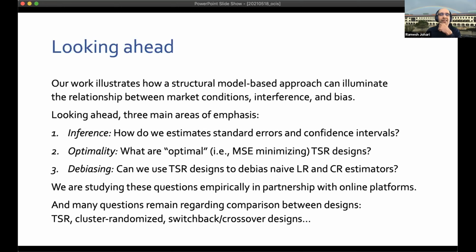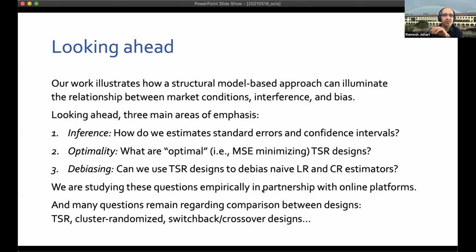The obvious one is inference, which is to build a pipeline that allows us to estimate standard errors and confidence intervals. I haven't told you anything about optimality. What would be the best TSR designs, and estimators, that we could construct? And then, another really interesting line of work is to use these new designs to debias existing designs, because platforms are quite fond of running these naive designs. They're easy to run. And maybe one thing they could do is run a TSR design to simultaneously debias many of these naive estimators for LR and CR designs.